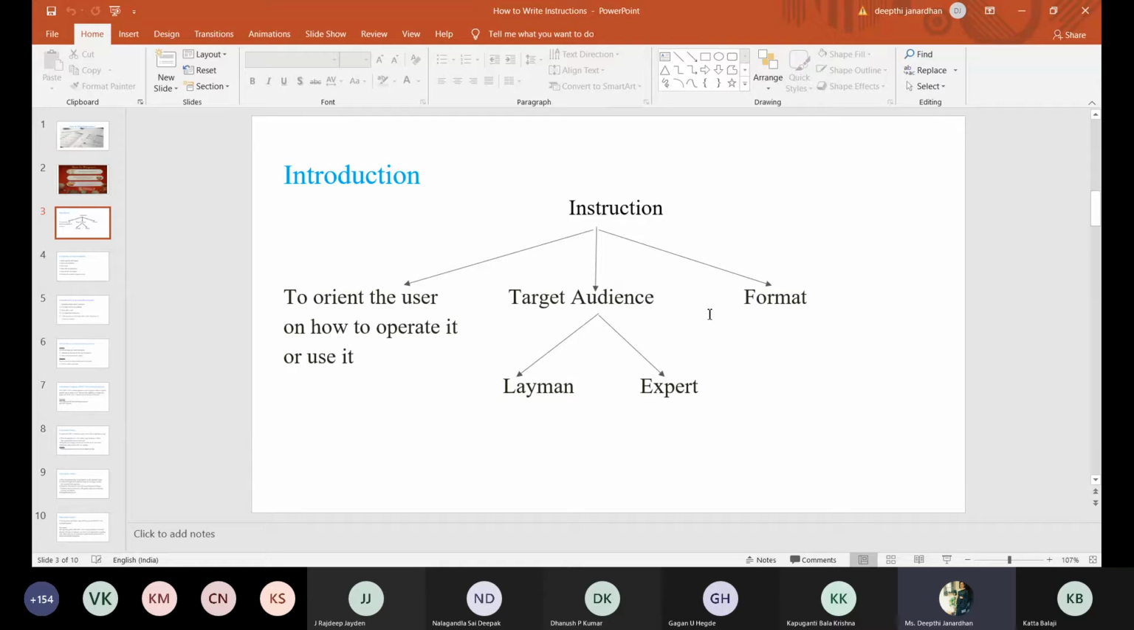Now, we also have a target audience for this. Target audience varies on the product that you have prepared, the product that you want to give an instruction about. So here you would have layman and expert. Target audience is not just for instructions, it is also for your technical description. I'm sure ma'am would have told you about that. So depending on the target audience, you also have to rephrase the words that you're going to use in instruction.